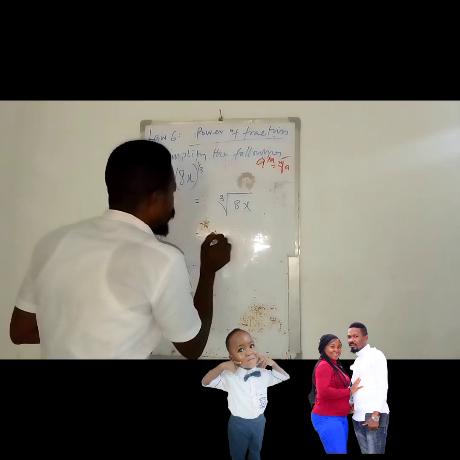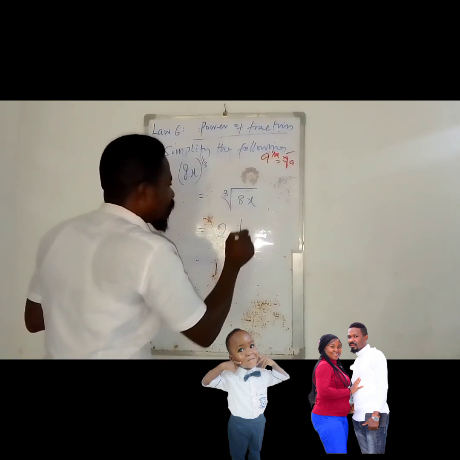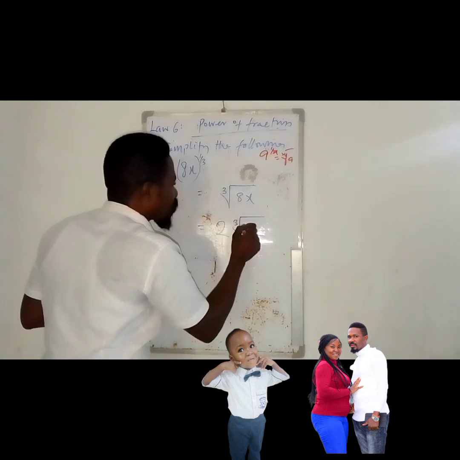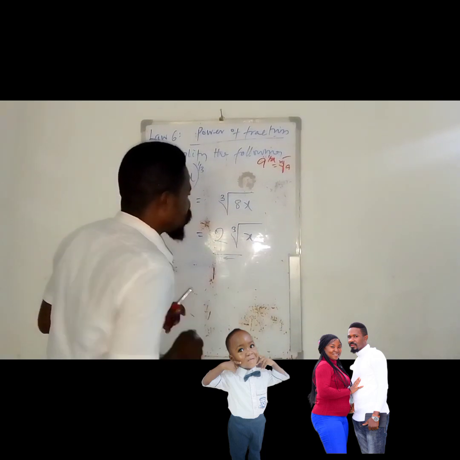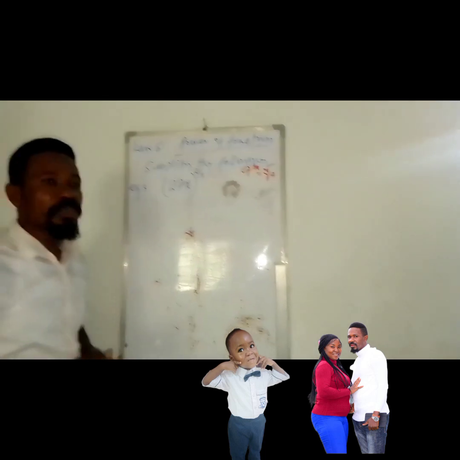So here we know that cube root of 8 is what? 2, and then x does not have any perfect cube root, so the answer is 2 cube root of what? X. We are making progress.